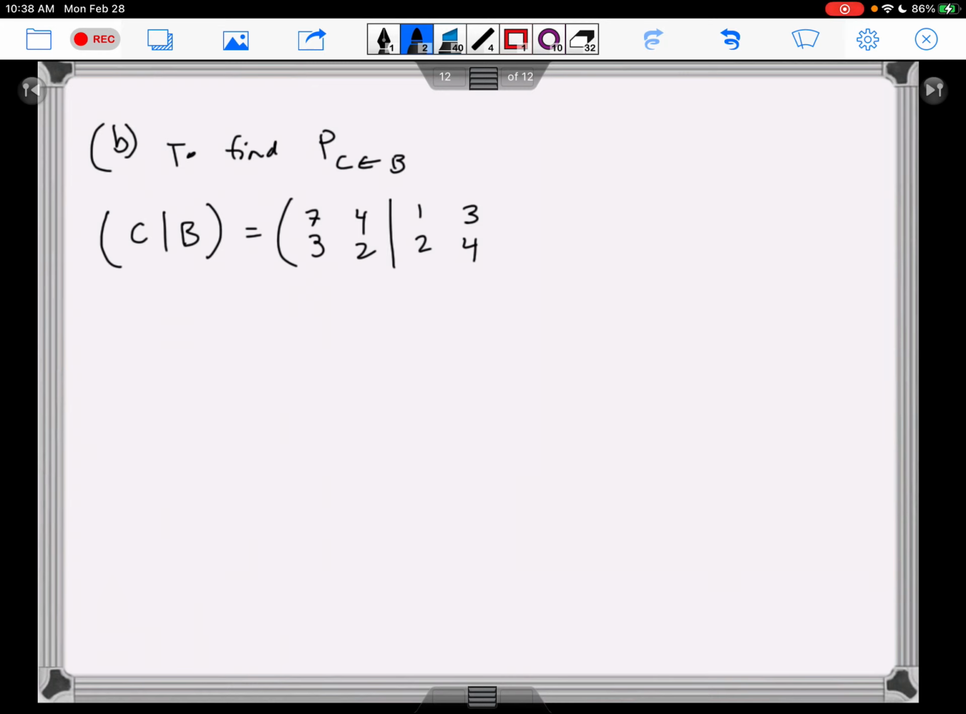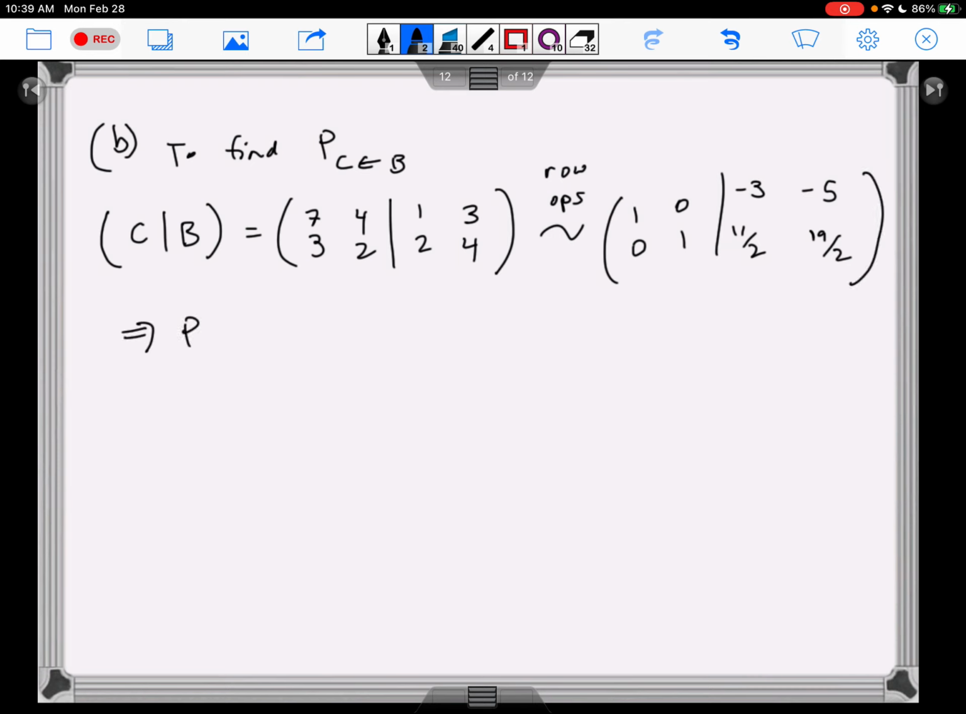So what do we end up with here? Again, I'm going to do these separately. If I do the row operations separately here, I end up with 1, 0, 0, 1, and then negative 3, 11 halves, negative 5, 19 halves. Okay? So what that means is that the change of basis matrix from B to C is equal to negative 3, 11 halves, negative 5, 19 halves.